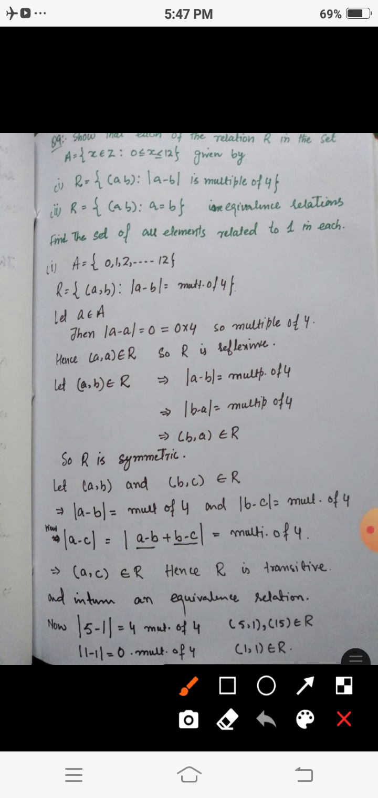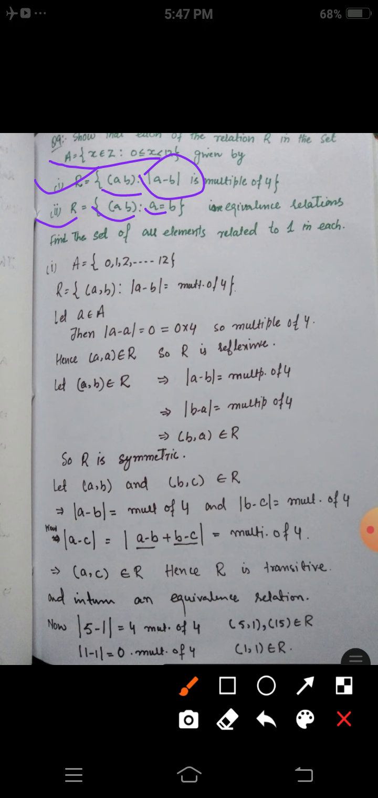Question number 9 of this exercise is: show that each of the following relations defined in the set A equals {x : x is an integer, 0 ≤ x ≤ 12} is an equivalence relation. The first relation defined in this set is R, the set of all ordered pairs (a, b) such that |a − b| is a multiple of 4, where a belongs to A, b belongs to A. And the second relation is R equals the set of all ordered pairs (a, b) such that a equals b.